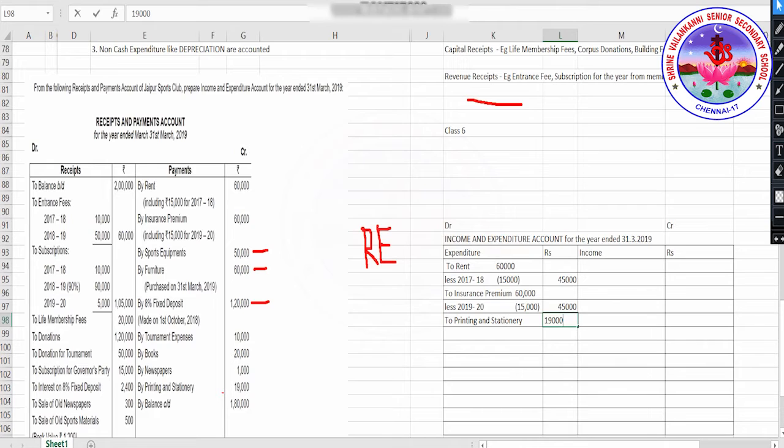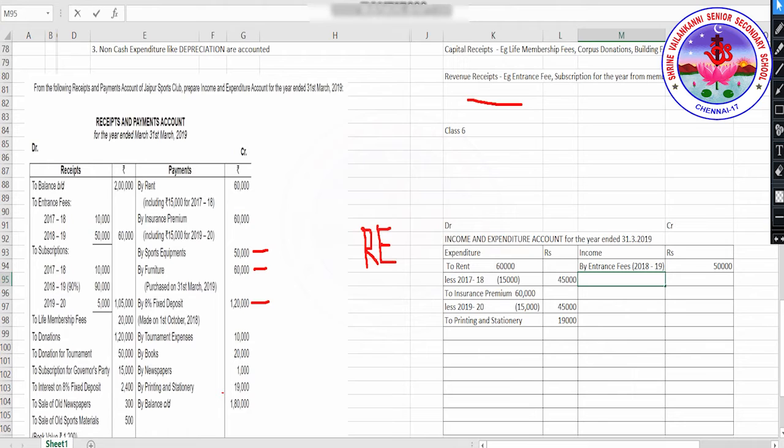After that, we have receipts. Receipts will come under income. So the first one is entrance fees. By entrance fees, that is pertaining to 2018 to 19 only, because we are in 2018 to 19. What is 18 to 19? It is 50,000. So I'm just going to write it here, 50,000.